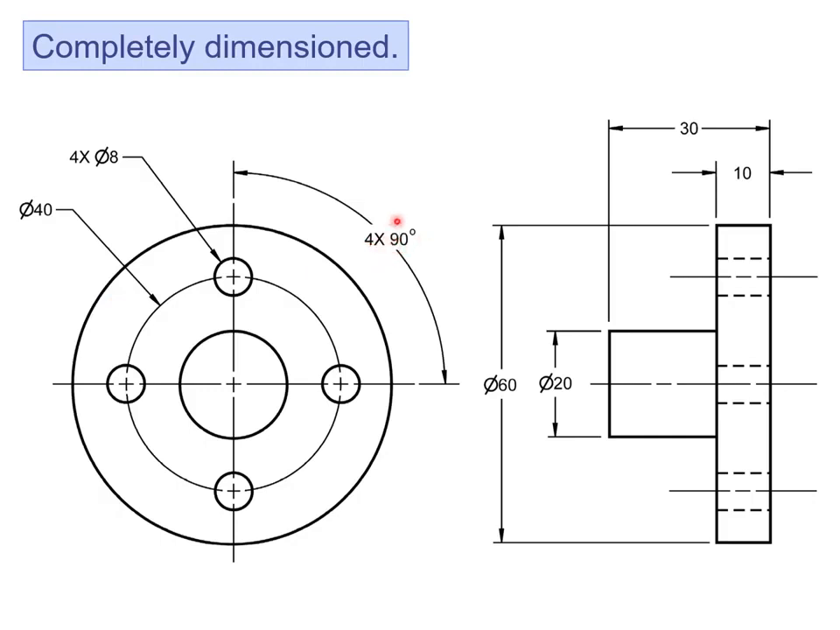So we only have to do it once, just like we did with the diameter of 8. We don't want to have diameter of 8 4 different times. We just call out diameter of 8 once, with 4x telling us it's in 4 places.